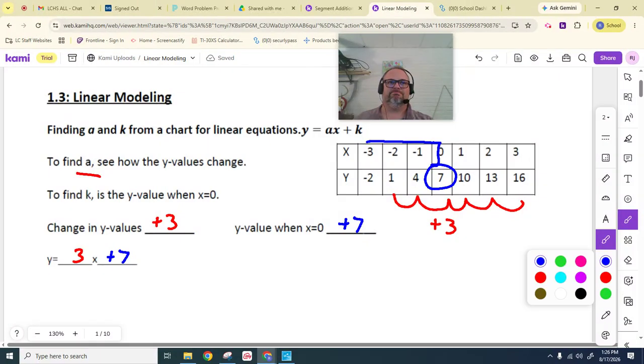Get your questions in a box. Put your words in the word box, and then say it, because I think you're trying to ask two questions at the same time. So if we step through it, to find A, we look at how our y values are changing. Are we adding 3? Are we subtracting? Whatever is happening, that is our A value.